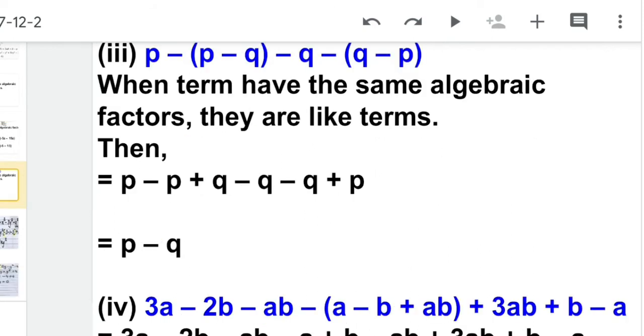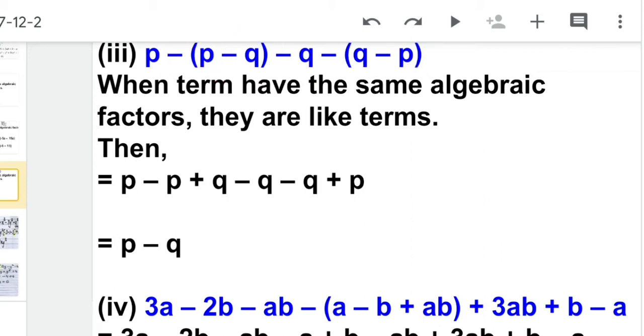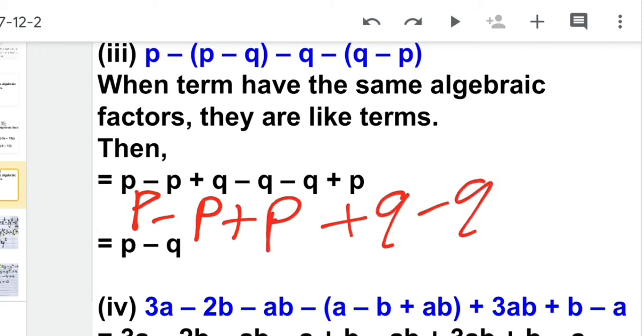The third part is p minus, within a bracket p minus q, then minus q, then minus, and within a bracket q minus p. First of all, we have to focus on how we can open the bracket. You can see here we have minus in front of the bracket. So this p will come out as negative and this q will come out as positive. Similarly with this bracket, q will be negative and p will be positive. Now we have to write all the like terms together. So it will be p minus p plus p plus q minus q minus q.